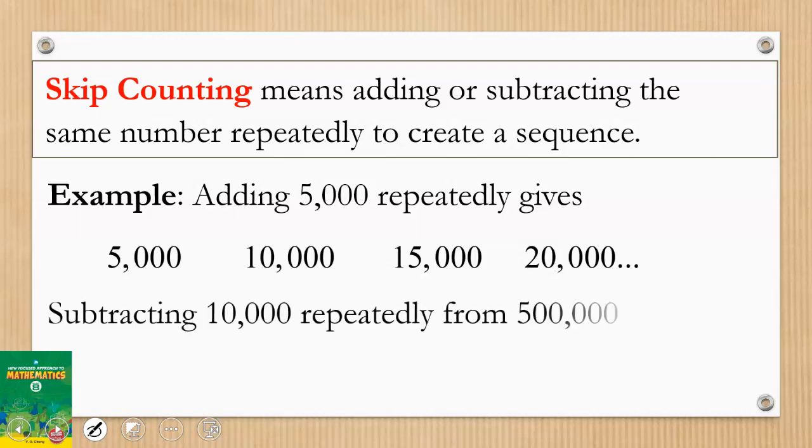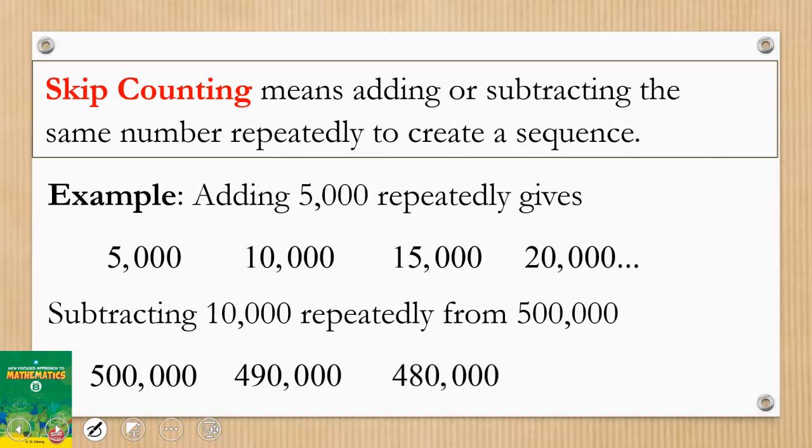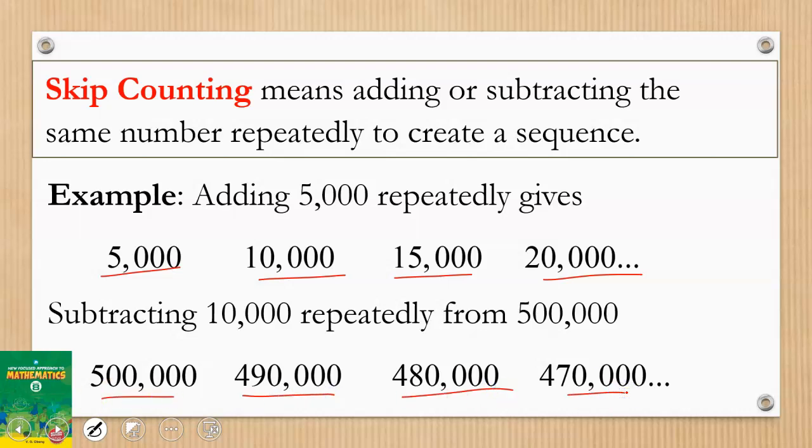What if I'm subtracting 10,000 repeatedly from 500,000? Of course, I'm going to start with 500,000. Then I will subtract 10,000. That will give me 490,000. Then I'll subtract again, 480,000. I'll subtract again, 470,000, and so on and so forth. So you can see that we have a pattern, or a sequence, which you can follow and predict what will happen next. And so that is skip counting, right?